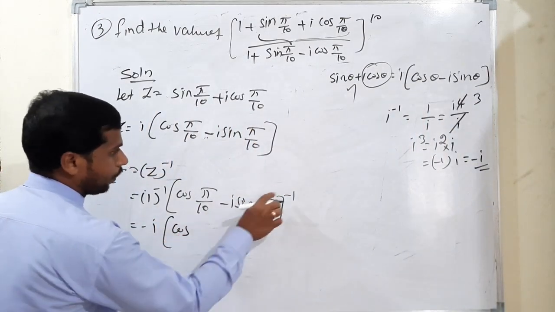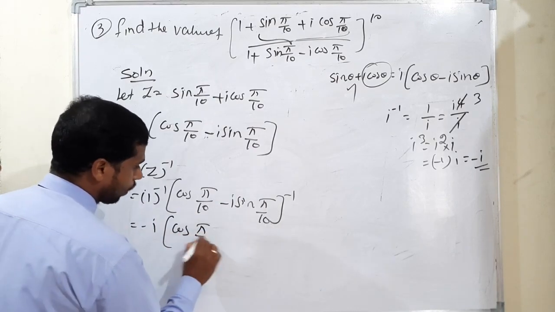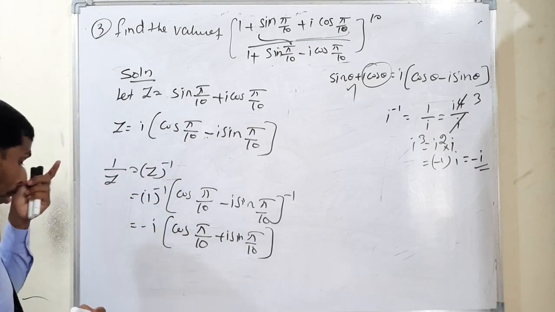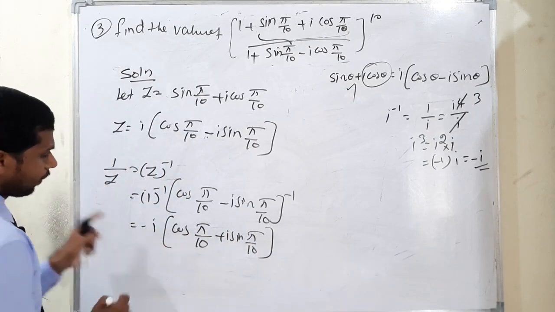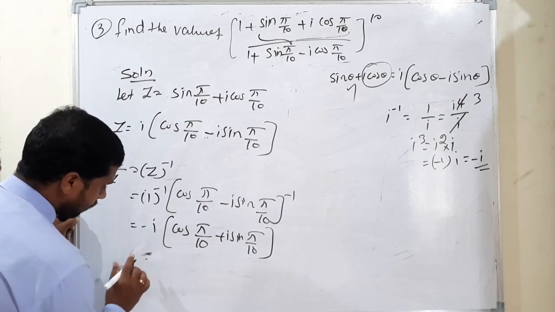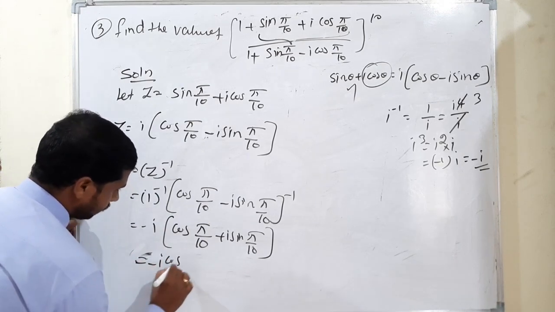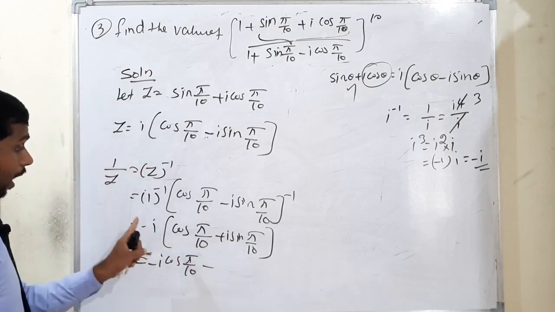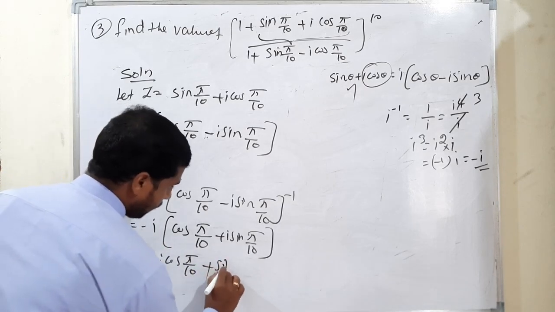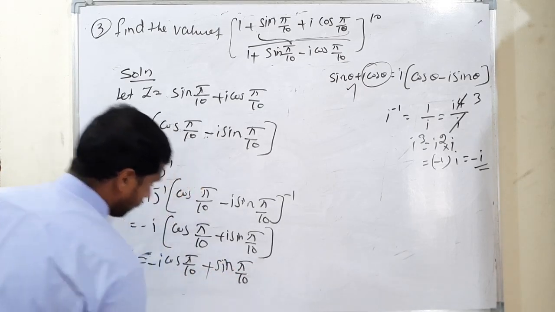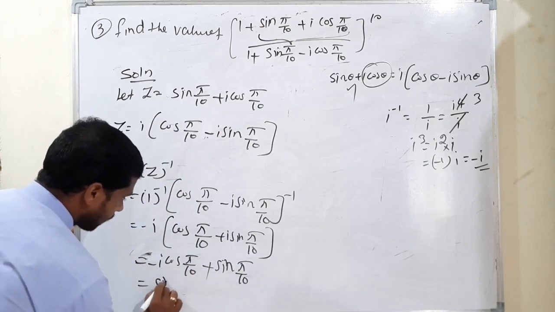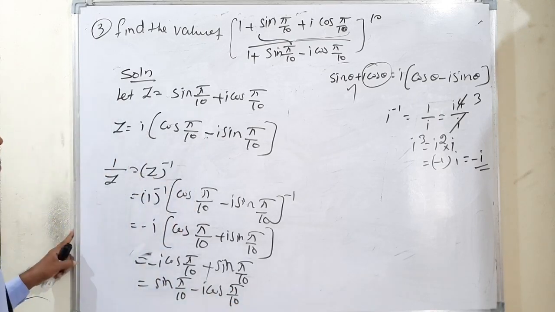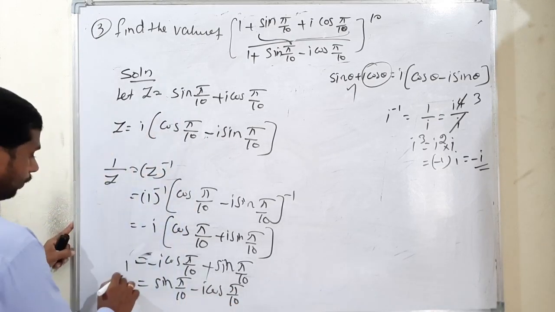Now, according to De Moivre's theorem, we get cos pi by 10 plus i sin pi by 10. Now, multiplying each term by minus i gives minus i cos pi by 10, plus minus minus i into i square, and i square means plus will come, so plus sin pi by 10. Starting with the positive sign, sin pi by 10 minus i cos pi by 10. After getting this, the value will be 1 by z, isn't it?